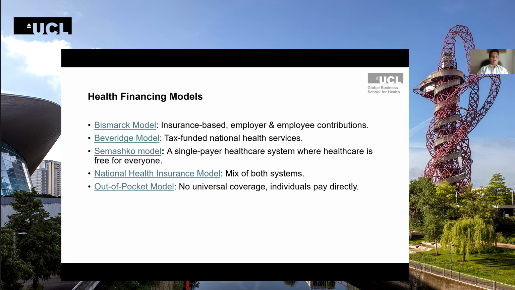So these are the four common health financing models. When I share the slides with you, go to the hyperlinks, click, and see what they are. I'll briefly tell you, this is the Bismarck model, the oldest model in European countries, which covers universal healthcare for the people.